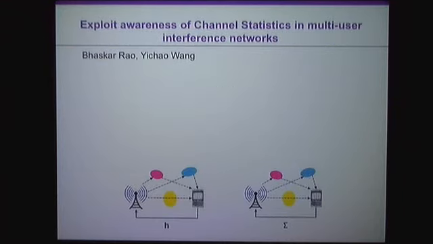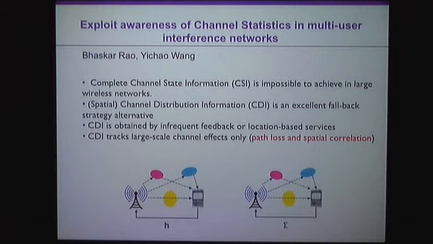The first research thrust that I'm going to present is the work of Professor Bhaskar Rao along with his student Yichao Wang. The idea here is that we want to exploit channel statistics in interference networks in the following sense. The realization is that collection of CSI, channel state information, is virtually impossible in massively large wireless networks, just because of the amount of data that you are required to feed back to have an estimate of all the channels of the network at each node.